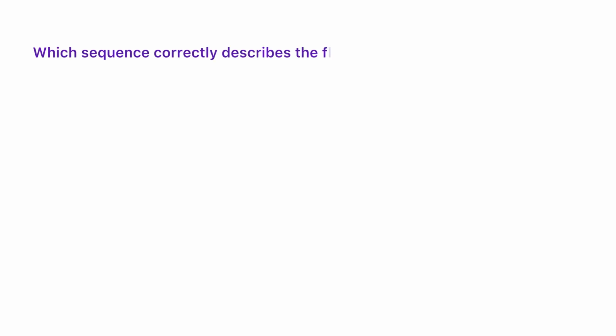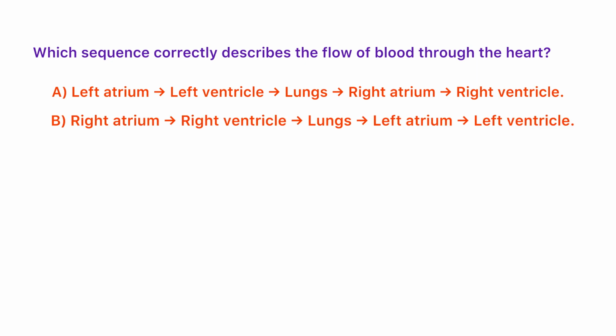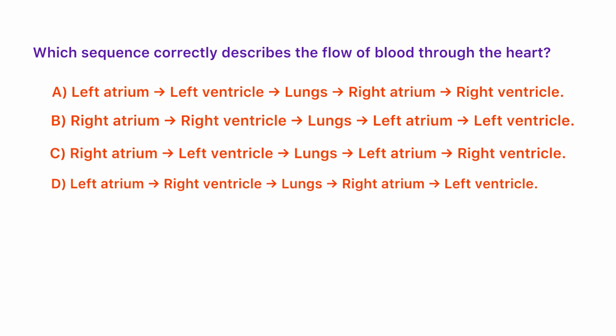Which sequence correctly describes the flow of blood through the heart? Here are your choices: A, B, C, D. So this question might seem tricky.